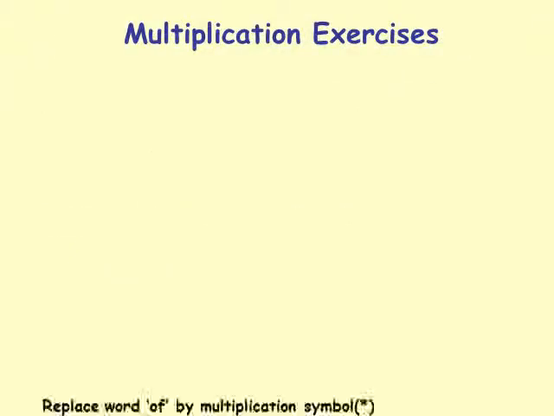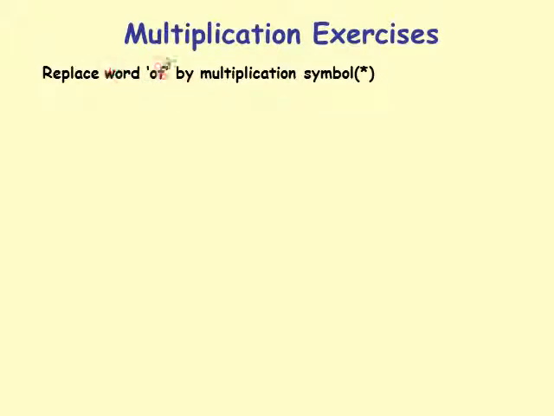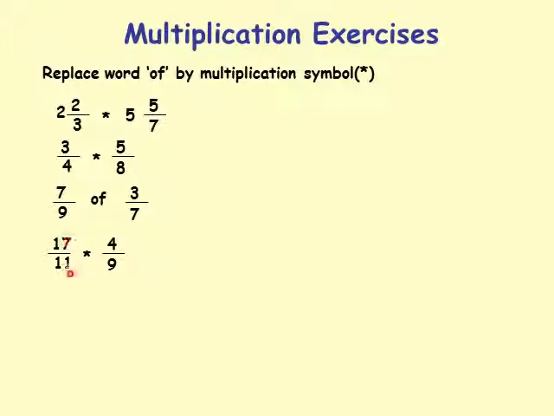Let's do some exercises here. When there's an "of" involved, that's the same thing as multiply by. Let's continue. First exercise, 2 as a whole number and 2/3 times 5 as a whole number and 5/7. Next exercise, 3 divided by 4 times 5 over 8. Next exercise is 7 divided by 9 of 3 divided by 7. Next, 17 over 11 times 4 divided by 9. Next, 21 divided by 13 times 26 divided by 15.